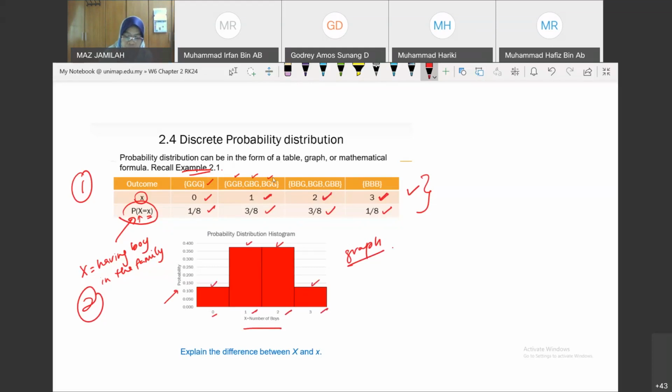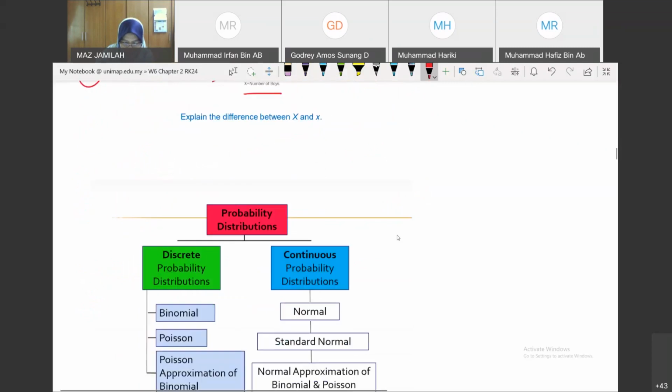So these are the common forms of what we call probability distribution that are commonly used in statistics. If you have any question, you can stop me, class.